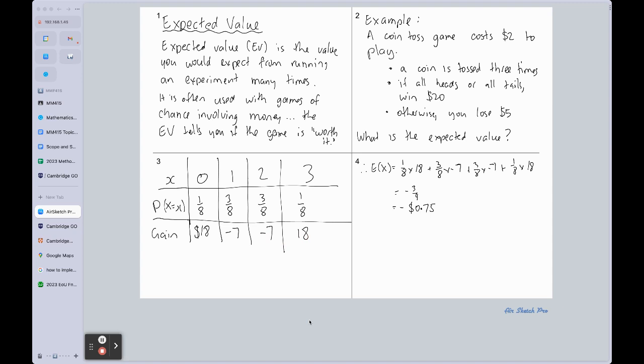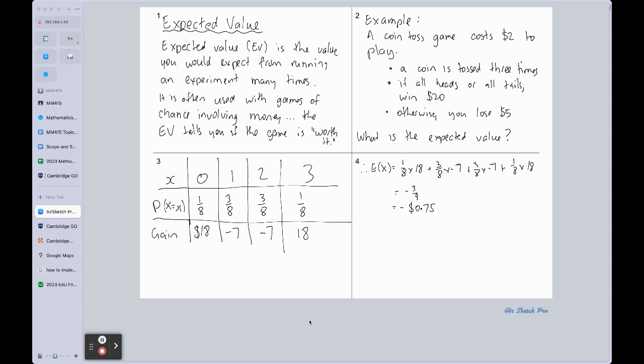And looking at slide 4 now, you can see how the expected value is actually worked out. So there's a 1/8 chance of getting 3 heads. The expected win from that 1/8 will be 1/8 of 16. But you could also get a loss of 7, so it's 3/8 times minus 7, plus another loss of 7 from 3/8 times. Sorry about that. That should say minus 7. Plus another 1/8 of a win of $18 from 3 heads. So if you add all that up together, you'll get minus 3/4, which could be written as minus 0.75.